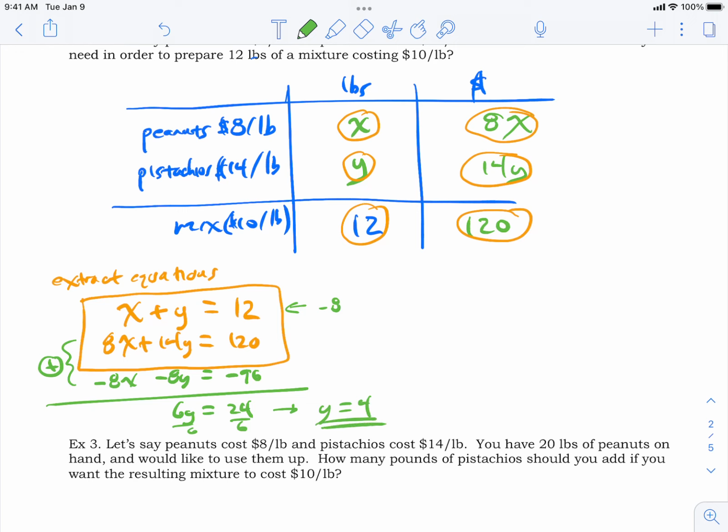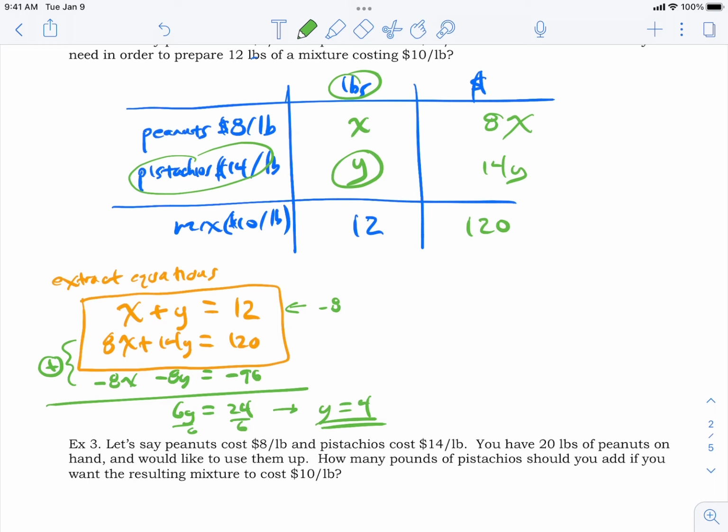And then you say, what's y anyway? You come back up to your table and you can remember what the y is because it's right there in your table. It's how many pounds of pistachios. That's what y is. So cool beans. I've got an answer. 4 pounds of pistachios.